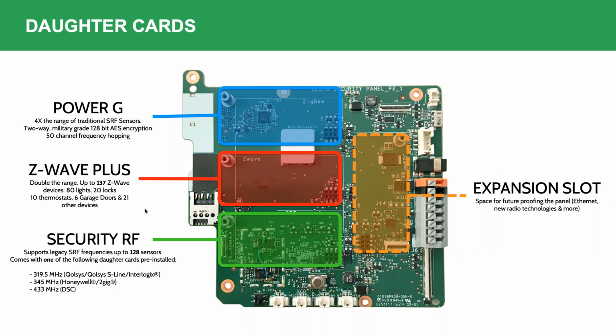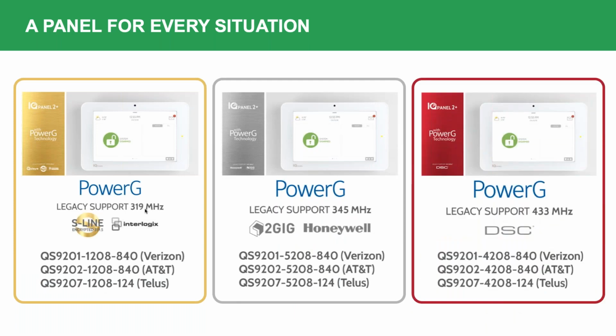The fourth one we want to talk about is an expansion slot. This is made for future-proofing the panel, whether you put in an Ethernet card, new radio technologies, and more. That is mainly what this is used for. So when I explain those different RFs, what we have is a panel for every solution, every situation.